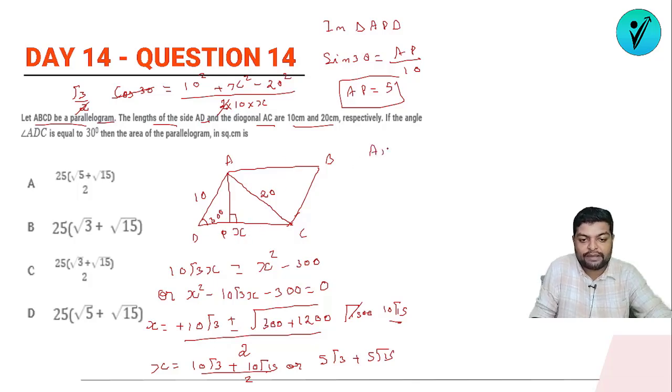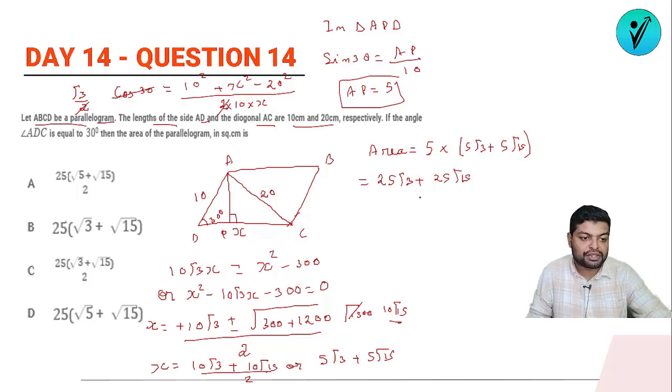So what will be the area of the parallelogram? The area of the parallelogram is simply the product of base and height. We just got AP as the height, so it will be 5 times 5 root 3 plus 5 root 15. Simplifying it, what will we have? It will be 25 root 3 plus 25 root 15. So to this beautiful question, what is the answer? The answer is option B. Though it is of mensuration, here we have used the application of geometry also, oh sorry, trigonometry also.